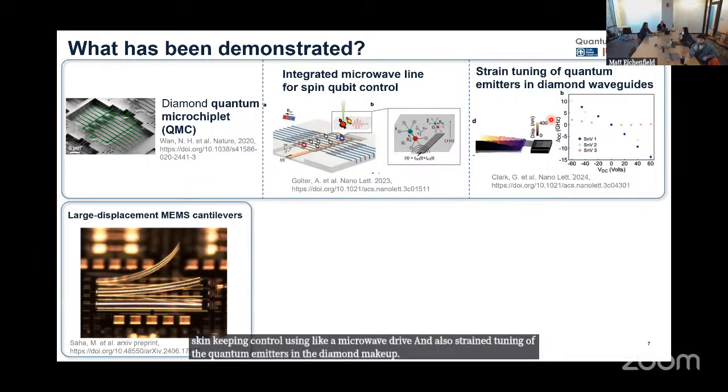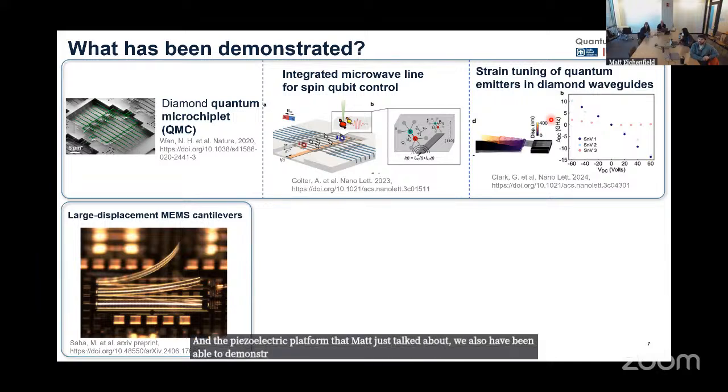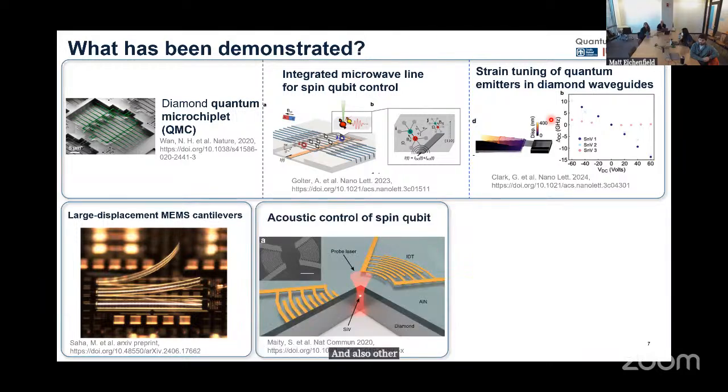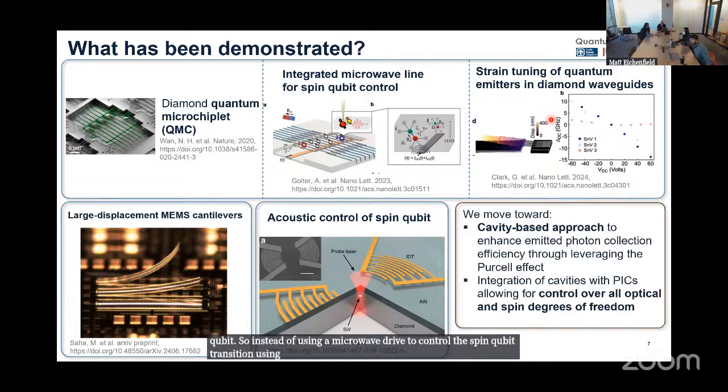In the piezoelectric platform that Matt just talked about, we also have been able to demonstrate these large displacement MEMS cantilevers, which will become important in a minute, and we'll talk about that. And also other groups have been able to demonstrate acoustic control of the spin qubit, so instead of using a microwave drive to drive the spin qubit transition, using dynamic strain to do that instead.